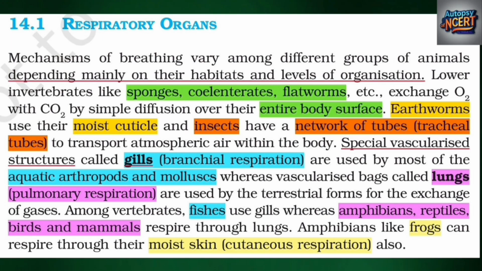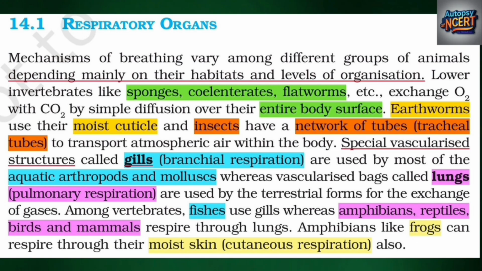14.1 Respiratory organs. Mechanisms of breathing vary among different groups of animals depending mainly on their habitats and levels of organization. Lower invertebrates like sponges, coelenterates, flatworms, etc., exchange O2 with CO2 by simple diffusion over their entire body surface. Earthworms use their moist cuticle, and insects have a network of tubes, tracheal tubes, to transport atmospheric air within the body. Special vascularized structures called gills, branchial respiration, are used by most of the aquatic arthropods and mollusks, whereas vascularized bags called lungs, pulmonary respiration, are used by the terrestrial forms for the exchange of gases.